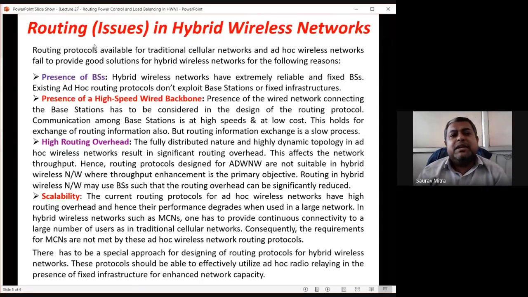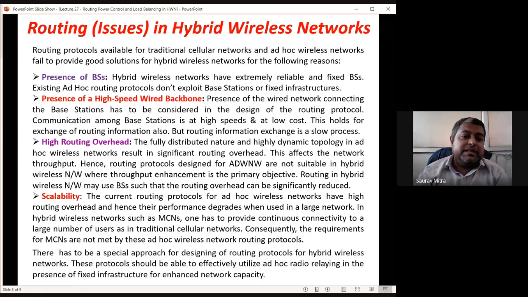So this is actually about routing issues in hybrid wireless networks. It says that the routing protocols available for cellular networks and ad hoc networks fail to provide good output in the case of hybrid wireless networks. The reasons are the following. These are four reasons for which the direct routing protocols of cellular and ad hoc networks cannot be directly applied in the case of hybrid wireless networks.